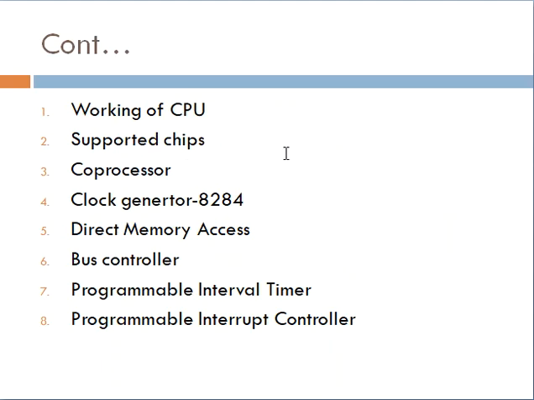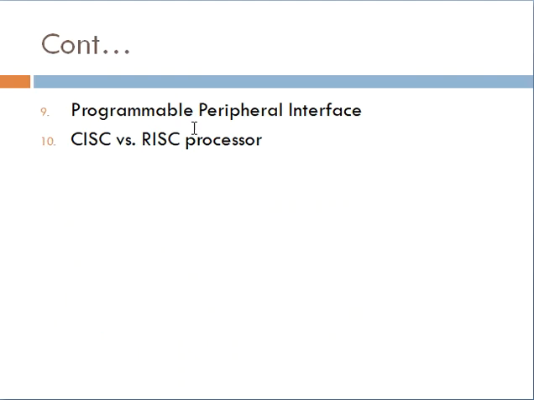Support chips: coprocessor, clock generator, DMA, bus controller, programmable interval timer, programmable interrupt controller, programmable peripheral interface, CISC and RISC processor. So this is a brief introduction to the motherboard and the CPU. This is a very important topic, and we have discussed all the major components of the motherboard and the types of motherboard as well. Thank you.